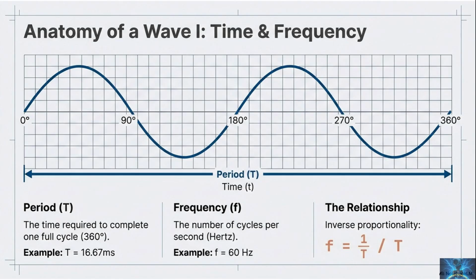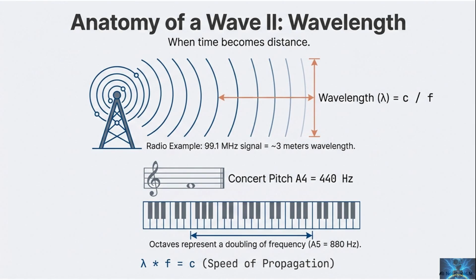Let's define two basic wave ideas. Period is how long it takes one full cycle to happen. Frequency is how many cycles happen each second. They are two ways to describe the same thing. If frequency goes up, period goes down. In typical North American power, 60 hertz means 60 cycles per second, which corresponds to a period of about 16.67 milliseconds per cycle.